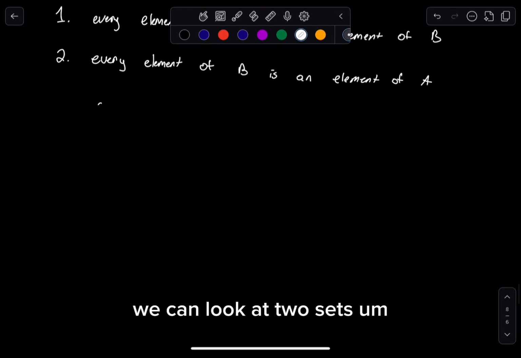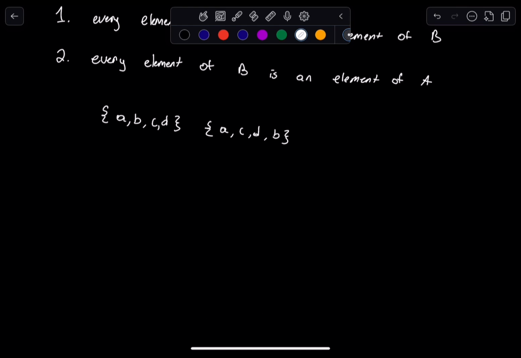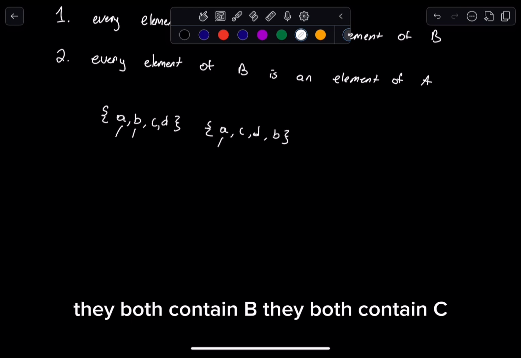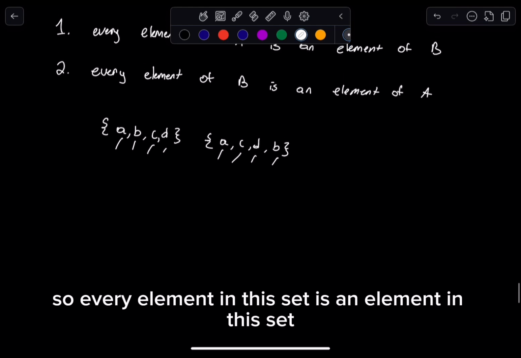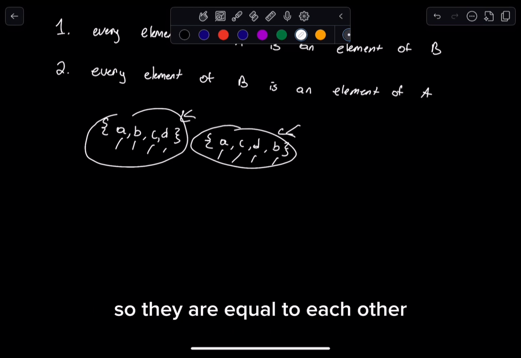And so when we're determining whether 2 sets are equal, we can look at 2 sets. For an example, A, B, C, D, and A, C, D, B. Are these sets equal to each other? Well, they both contain A, they both contain B, they both contain C, they both contain D. So every element in this set is an element in this set, and every element in this set is an element in this set. So they're equal to each other.